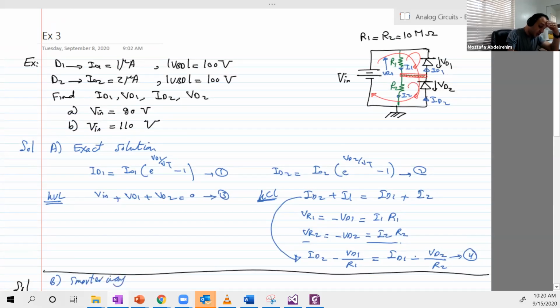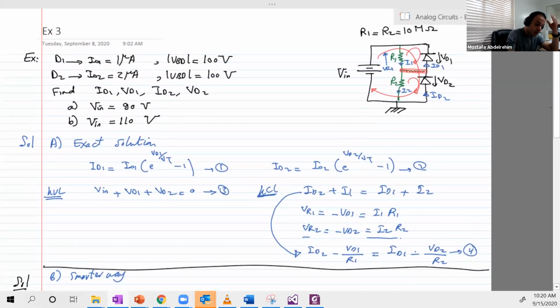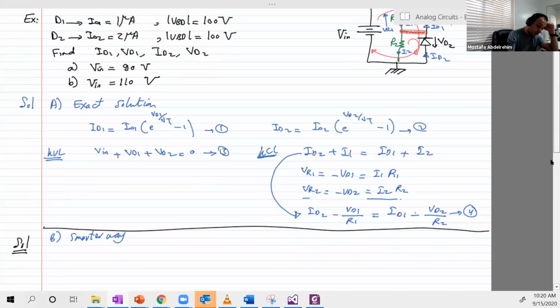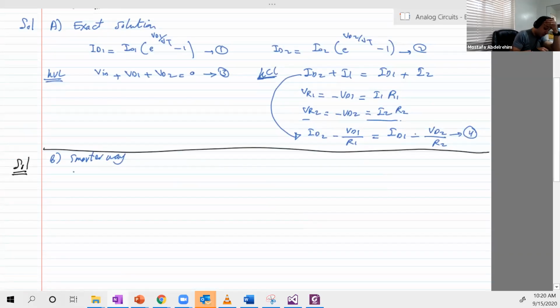In the smarter way, we're going to look first at the condition of VD1 and VD2. Compared to the V input, they are both reverse biased, because the positive terminal of the V input is closer to the negative terminal of both, and the negative terminal of V input is closer to the positive terminal of both, I mean the B side of the diodes. So we know that D1 and D2 are reverse biased.